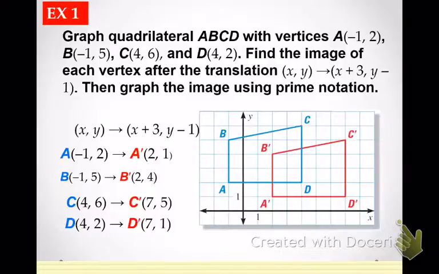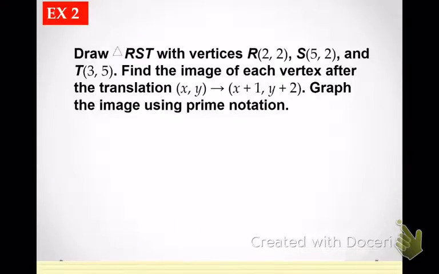All right, next example. We have a triangle RST with the points as given. Find the image of each vertex after the translation (x + 1, y + 2). Graph using prime notation. Do that one on your own. Go ahead and do that one, and then I'll put the answer up.